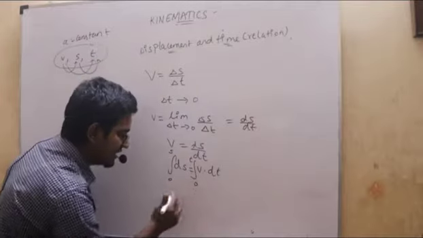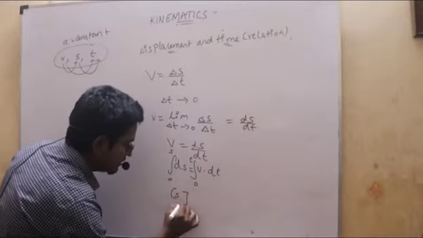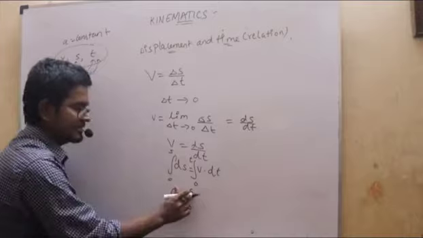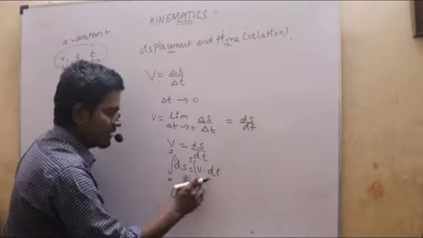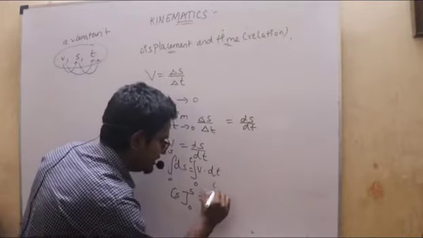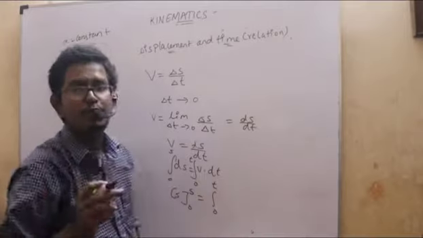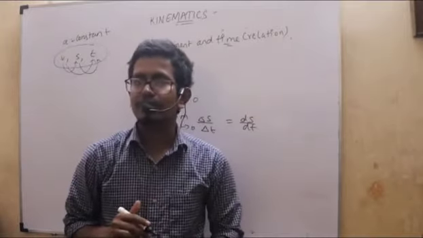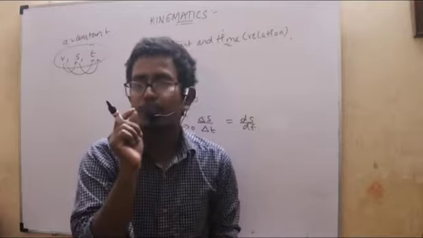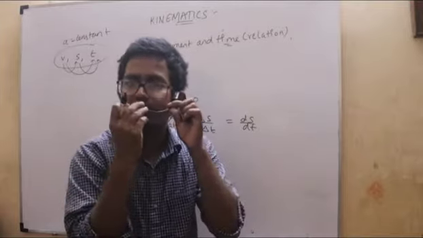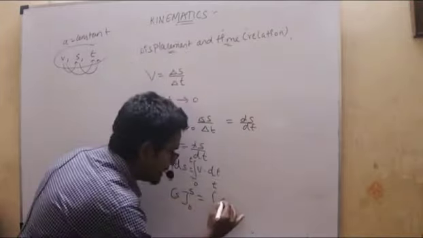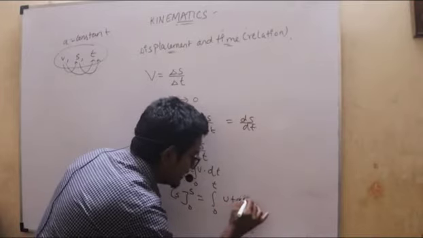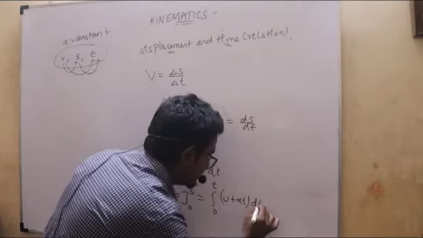Integration of ds is s. What is the lower limit? 0. Upper limit is s, so it is the integral of 0 to t. What is the v value we found in the previous equation? V is equal to u plus at. So I am writing here u plus at into dt.